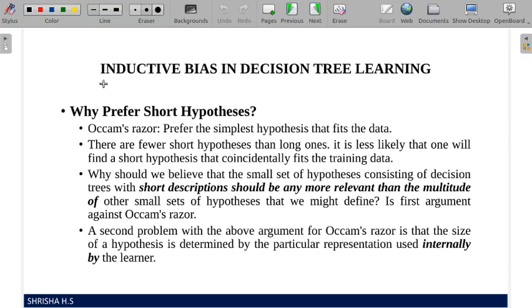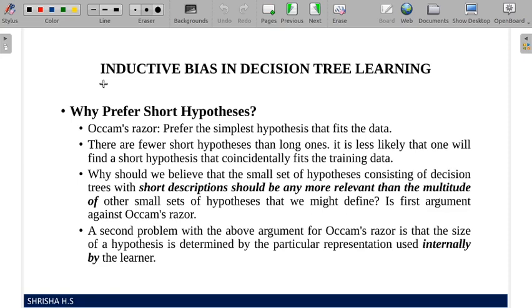The next argument against a shorter hypothesis, Occam's razor principle, is that, okay, fine, maybe the hypothesis looks shorter, but it may not classify well. How you represent the hypothesis is determined by how you represent the learning ability of the hypothesis internally, how you structure the hypothesis. That tells whether it is a large hypothesis or a small hypothesis. So depending upon the structure of the hypothesis, can we say this is a shorter hypothesis and this is a larger hypothesis?